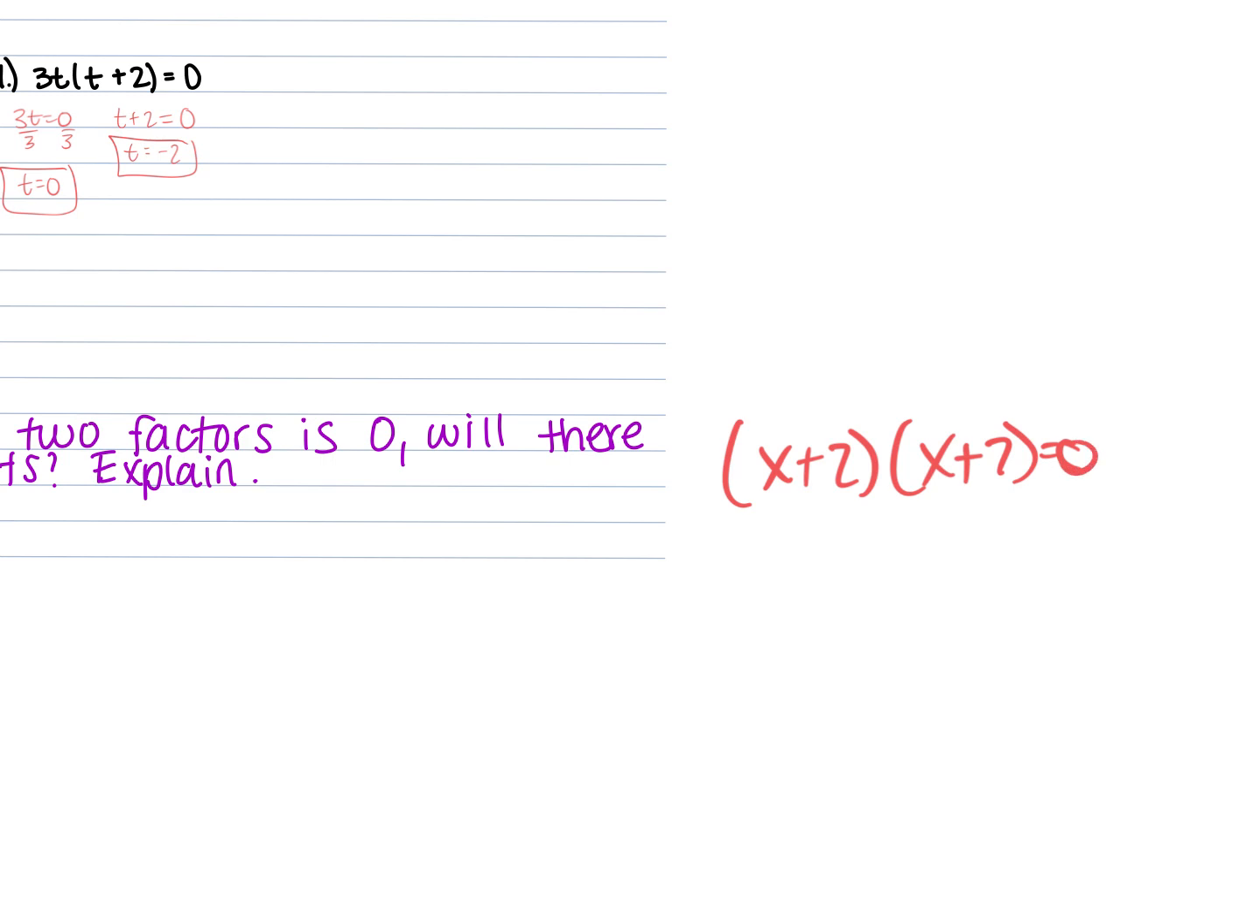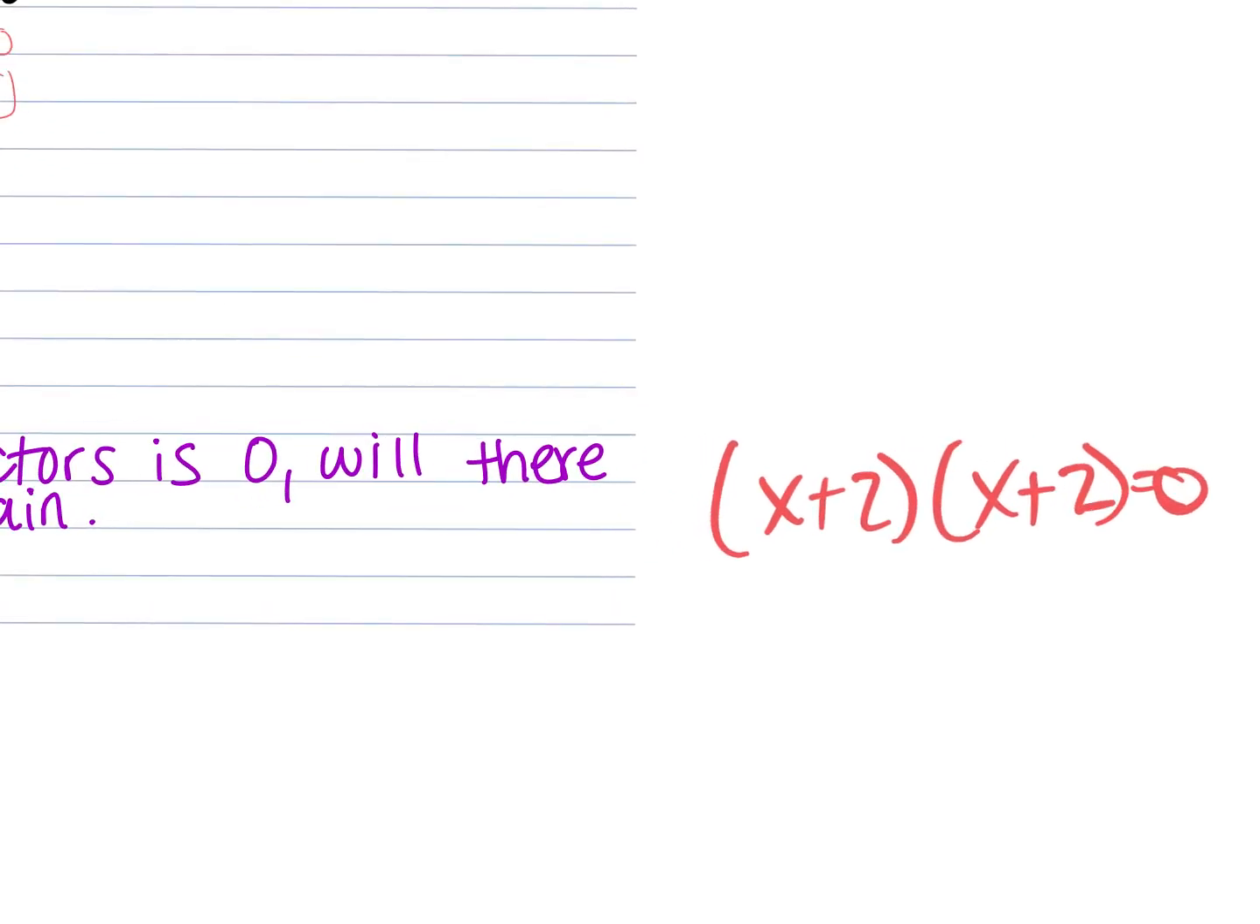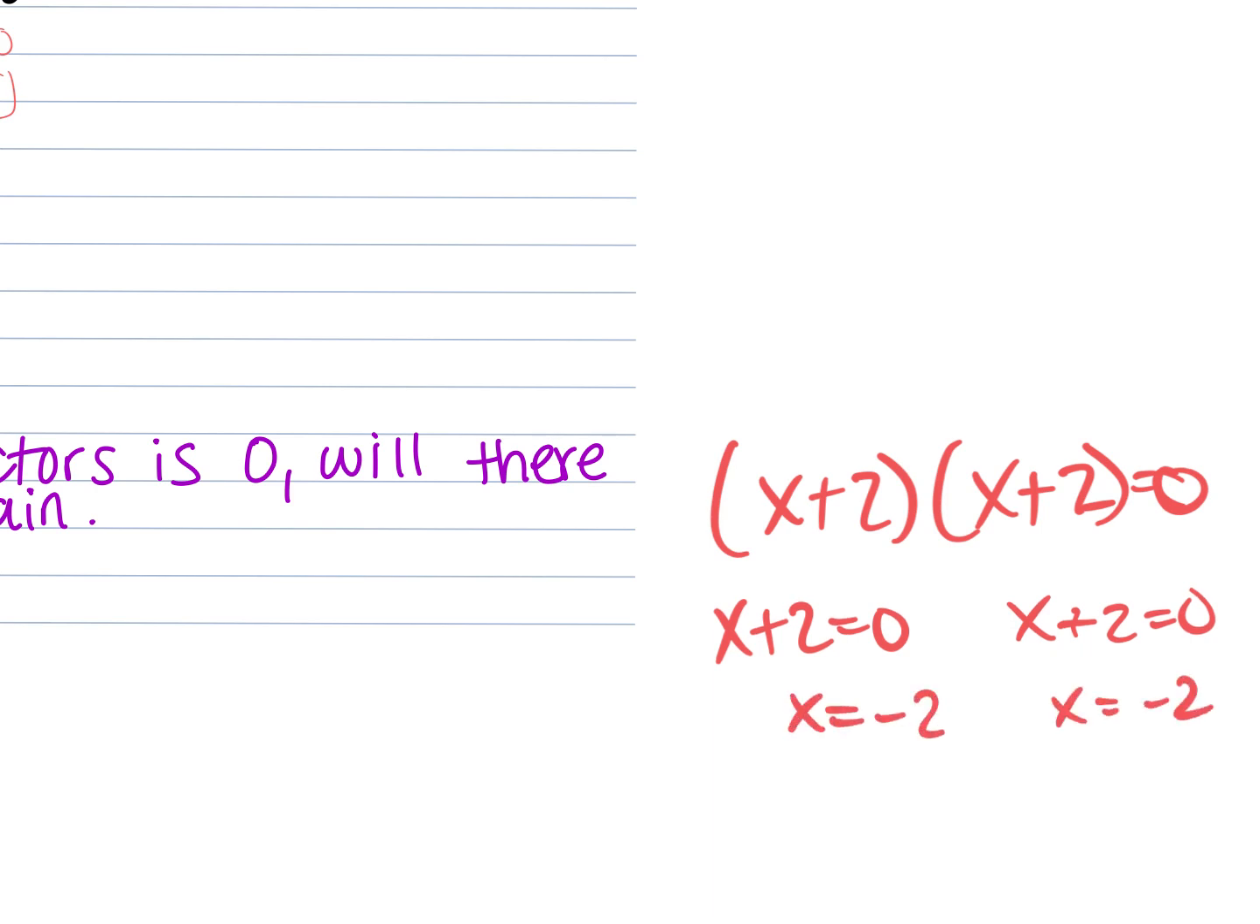How would I solve this? You would just do the same thing. I would do the same thing. x plus 2 equals 0, and x plus 2 equals 0. What do I get? You would get -2. x equals -2.